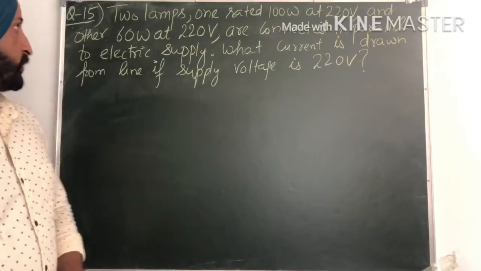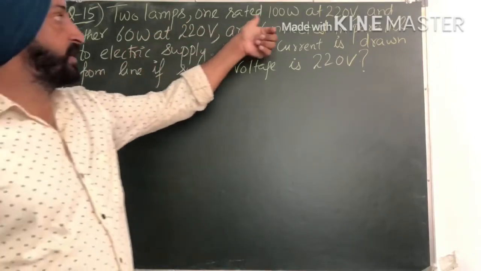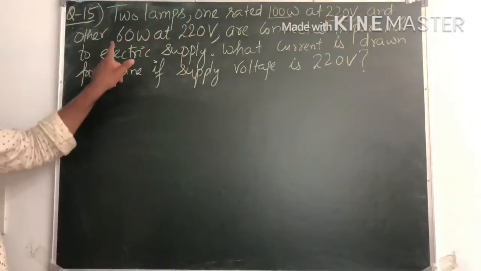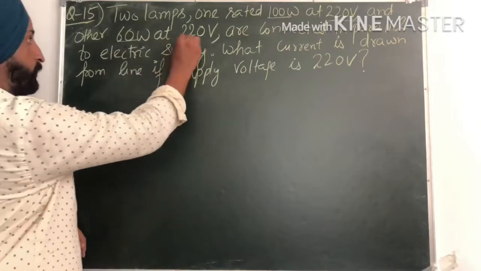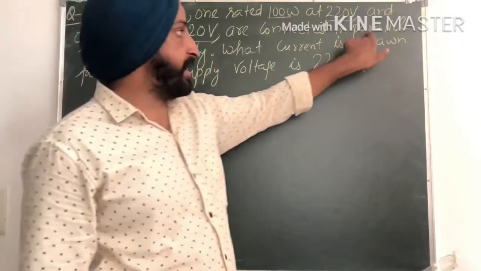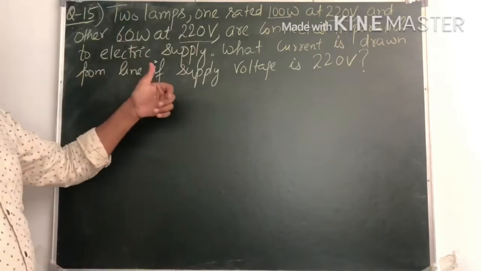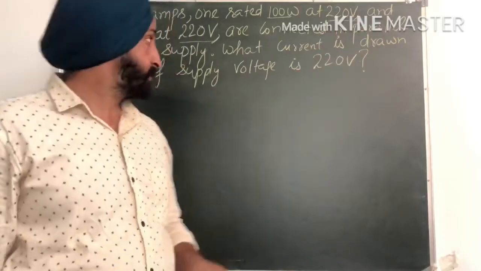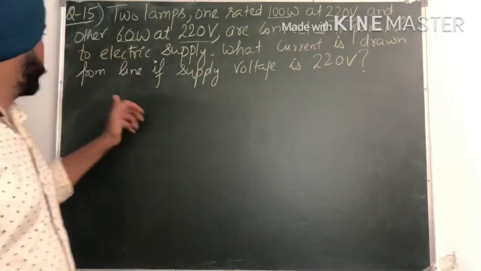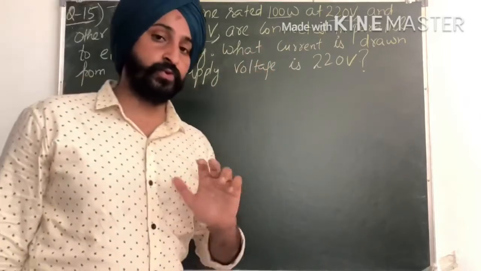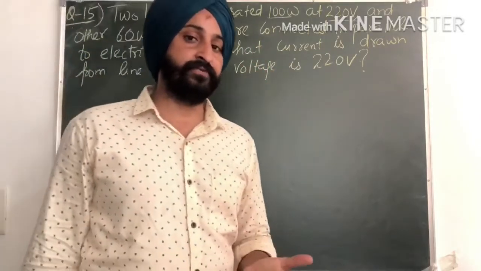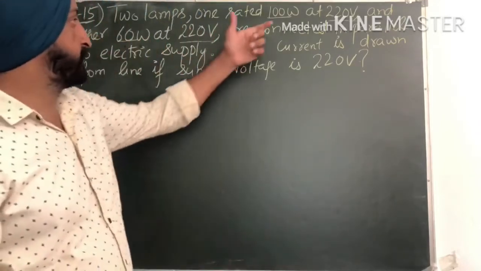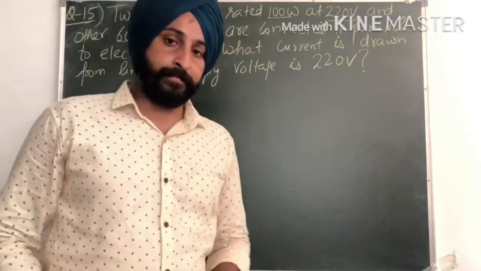So now moving on to question number 15. Two lamps, one rated at 100 watt and 220 volt and another at 60 watt and 220 volt. These are connected in parallel to the electric supply. See, these two are connected parallel to each other with the electric supply. What current is drawn from the line if supply voltage is 220 volt? Means what will be the current that will be drawn from the source of 220 volt if these two lamps are connected in parallel.